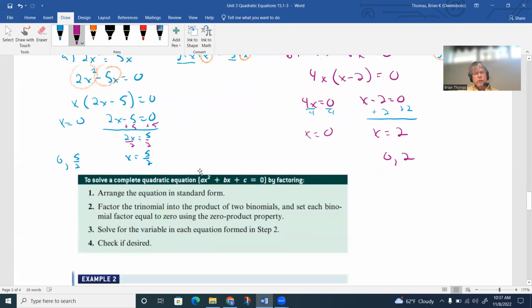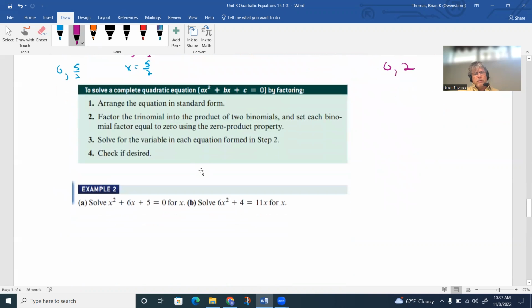So the next type of quadratic equation that we're going to solve by factoring is called the complete quadratic equation. That means all 3 quadratic pieces are present. The quadratic term, the linear term, and the constant are all present. So if we have a complete quadratic equation, we want to arrange each equation in standard form. So we want to make sure one side is equal to 0, and the quadratic term, the linear term, and the constant are on the other side of the equation.